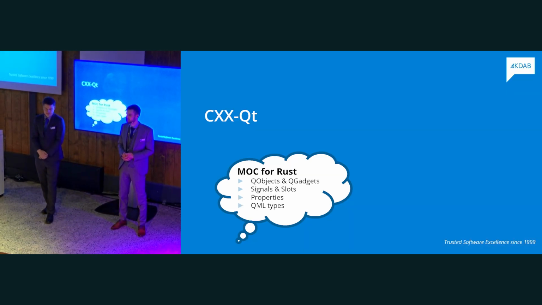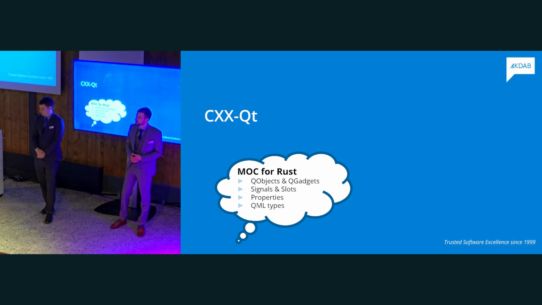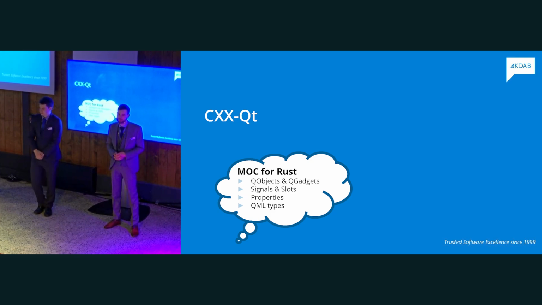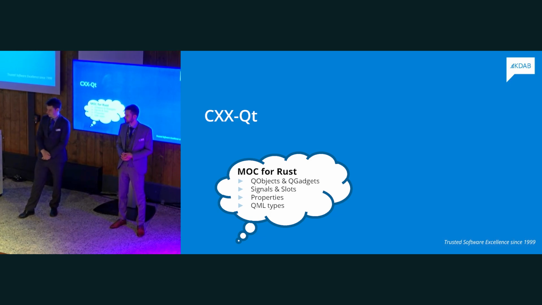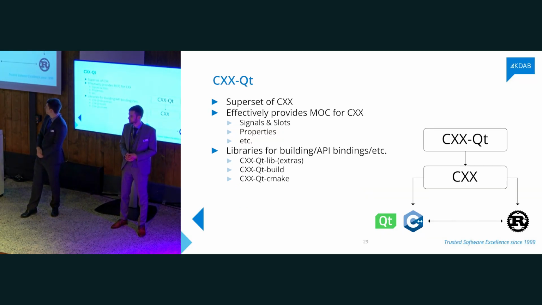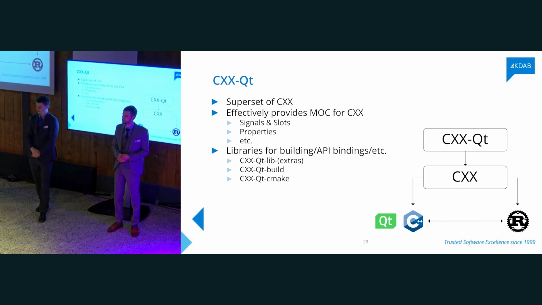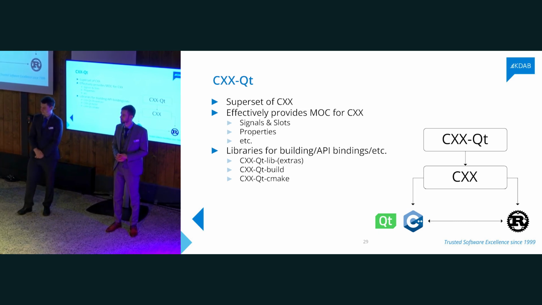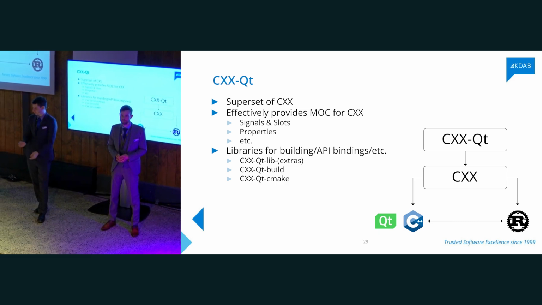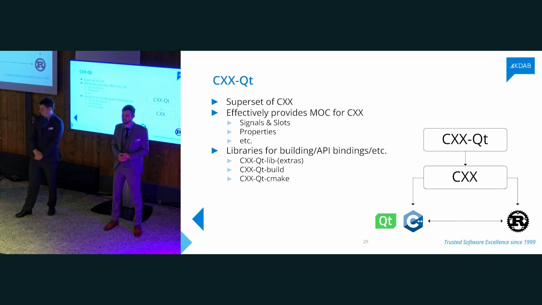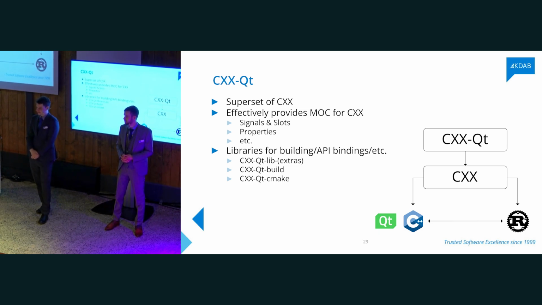CXX by itself, as Leon mentioned earlier, doesn't know what moc is. It only knows standard C++. So we've created CXX-Qt, which is a superset of CXX, and effectively provides you moc for CXX. So this allows you to declare signals, slots, properties, etc. And we have a whole set of libraries to help you build your API and bindings and create the whole Qt application.